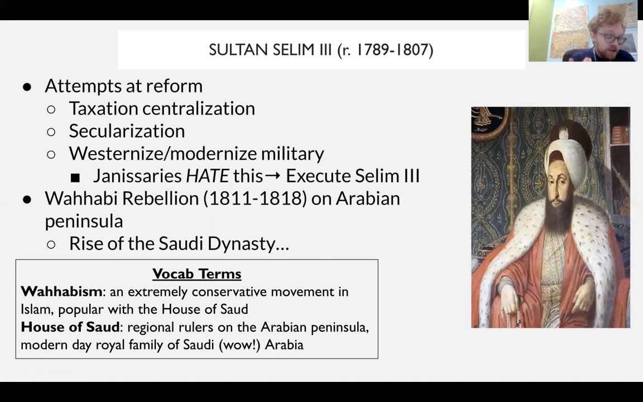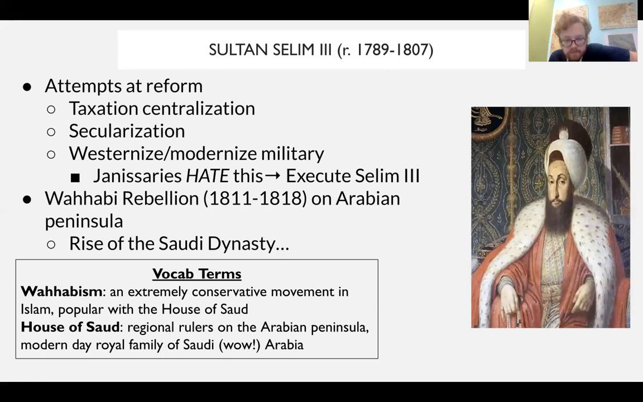And these rebels actually take control of Mecca and Medina. They're a serious threat to the Ottomans. They are going to be brutally put down. But the Wahhabi rebellion is a sign, not only of Ottoman decline, of the weakened state, the weakened hold over its territories like the Arabian Peninsula. And it's also going to lead to the rise of the Saudi dynasty.